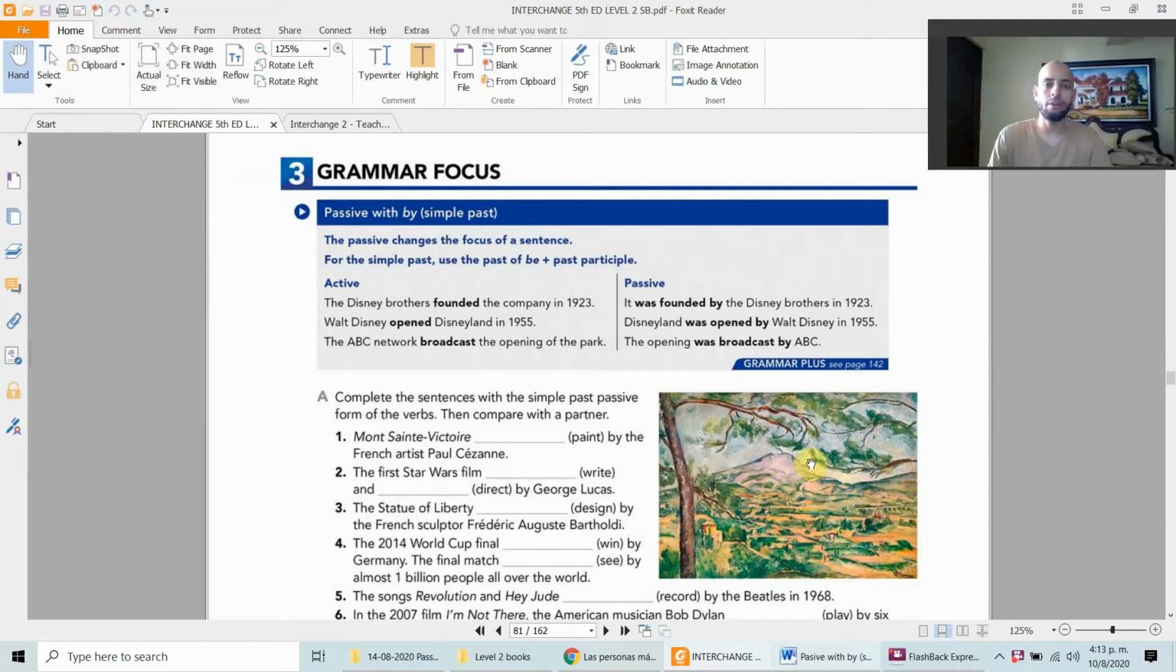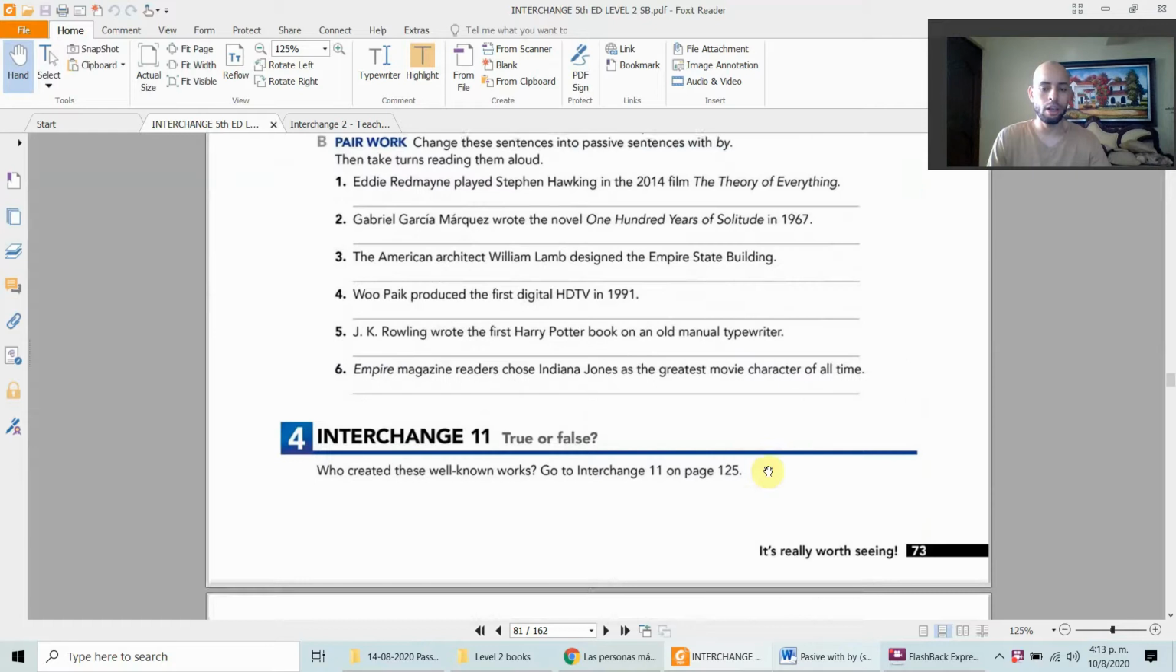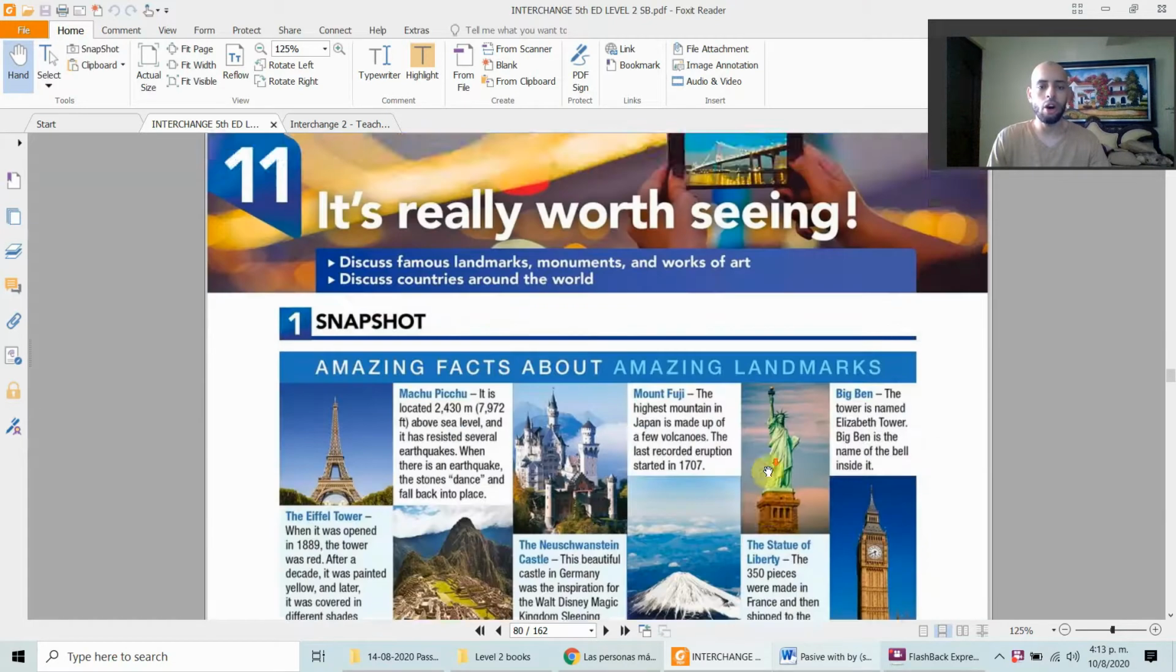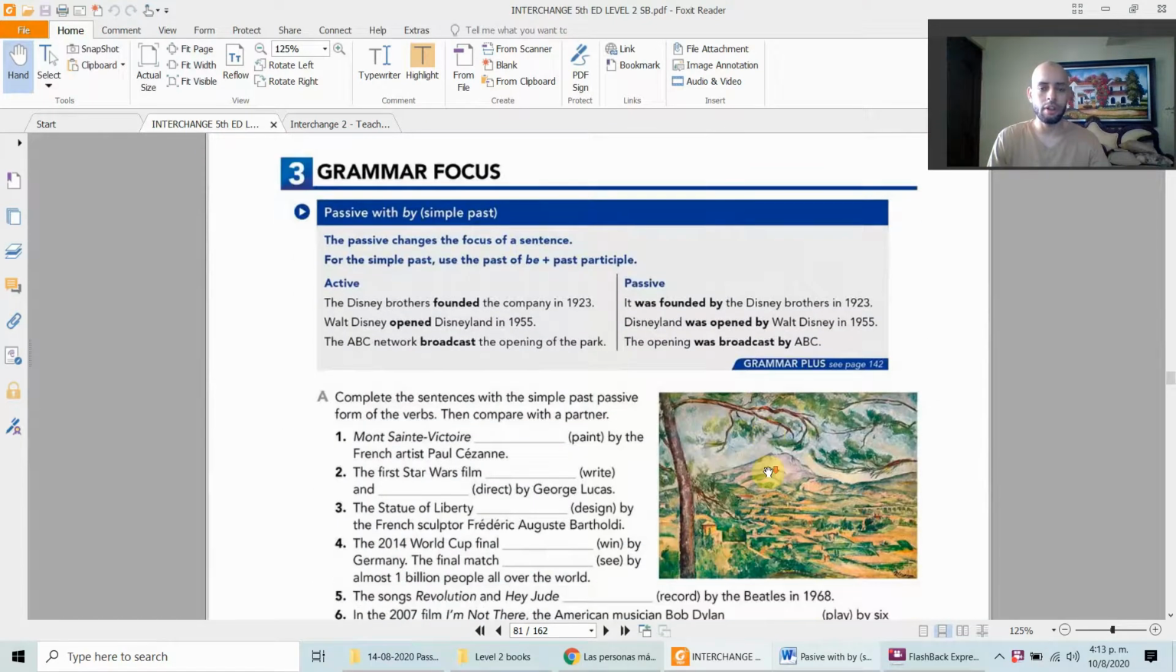In this video, we're going to take a look at the grammar that is on page 73 of the book. That's page 73 on unit 11 of the second book. Passive with by, or the simple passive.